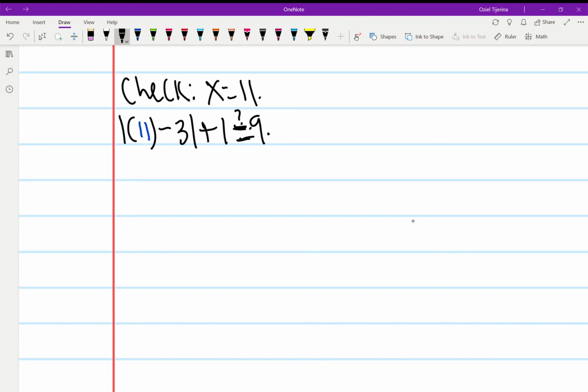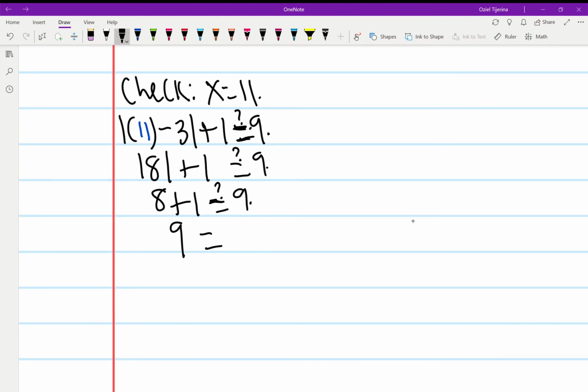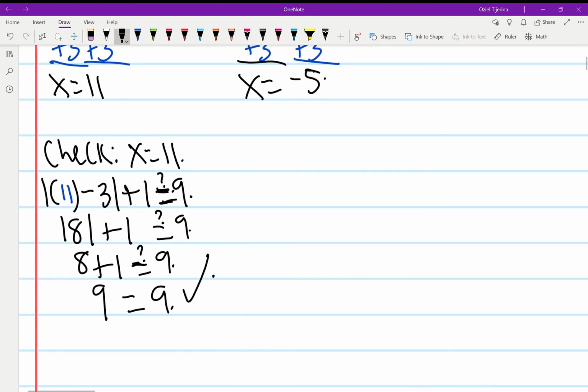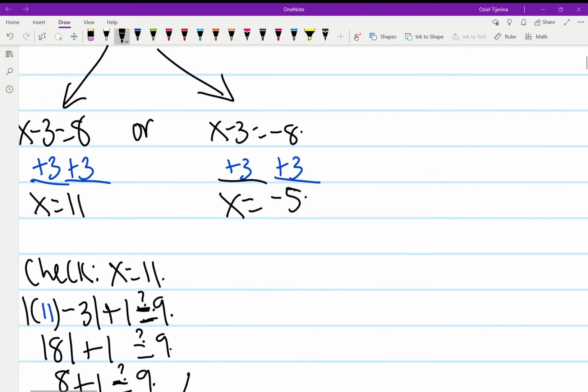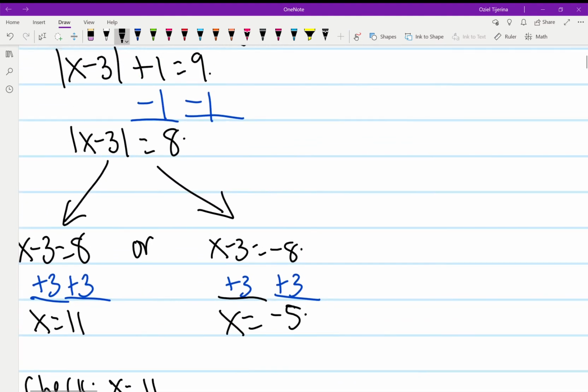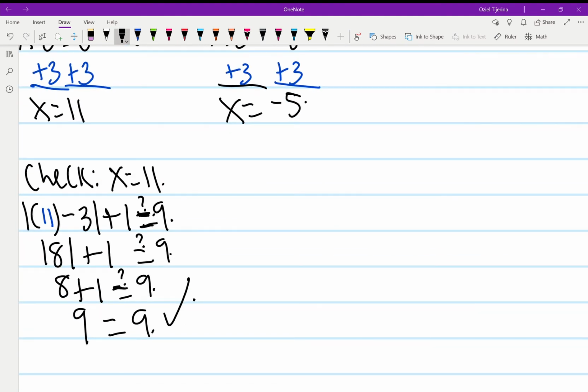So we have the absolute value of 8 plus 1, is that equal to 9? And we go ahead and do the left-hand side, we get 9 is equal to 9. So we go ahead and check that off. So x equals 11 is a solution. And then we go ahead and check x equals negative 5.